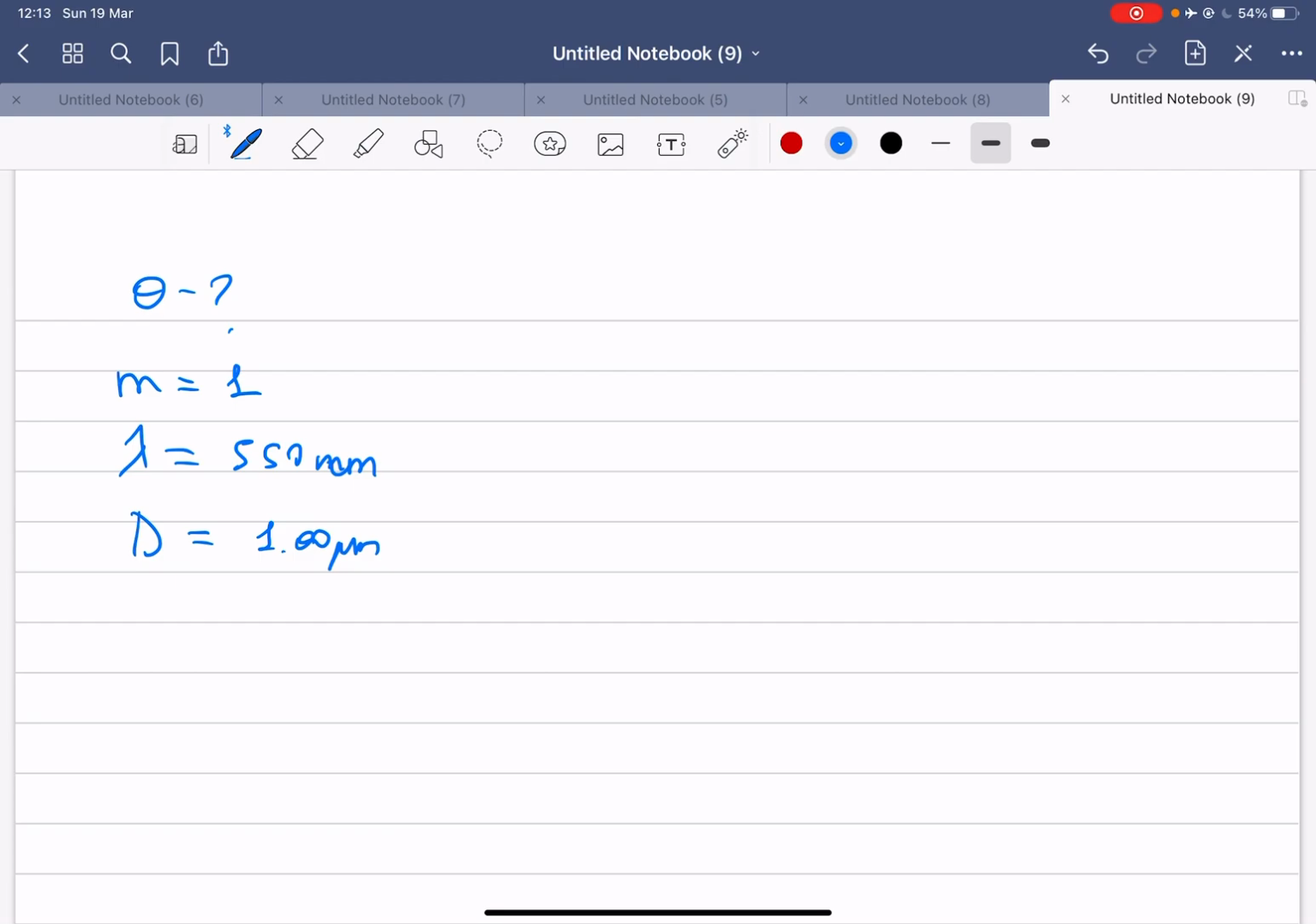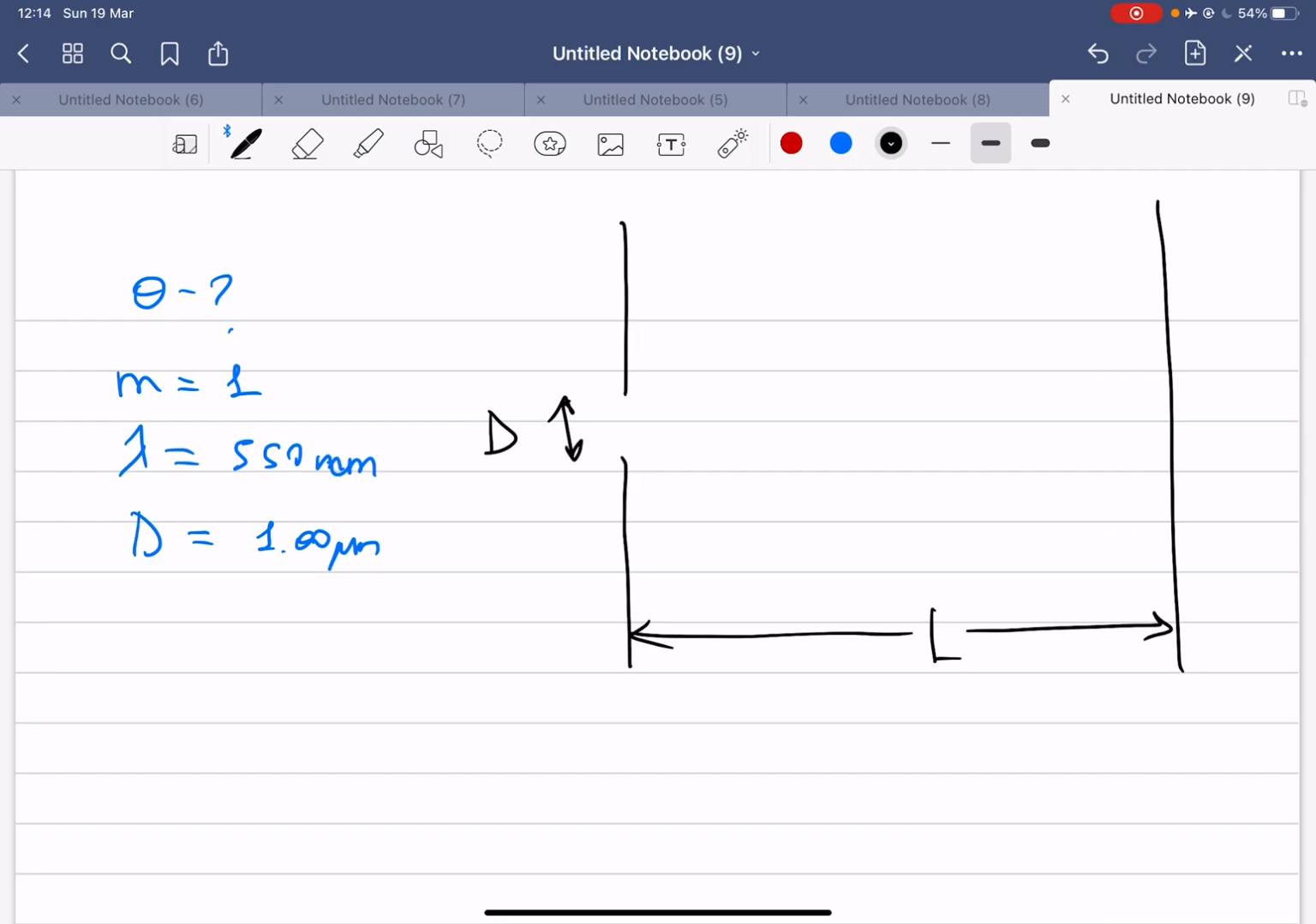Okay, so how can we find it? Now before starting, let me draw how things look like here. In the single slit we have a single slit here, so this width is called d, and then we have the screen here. It's far away, so this distance is L. What will happen is, this is a central axis, and then you have the maximum peak here.